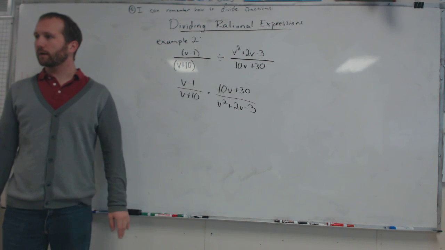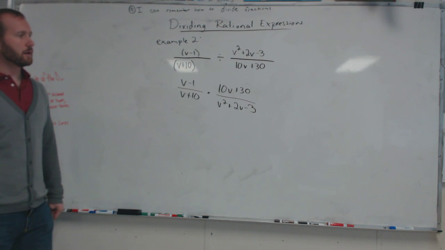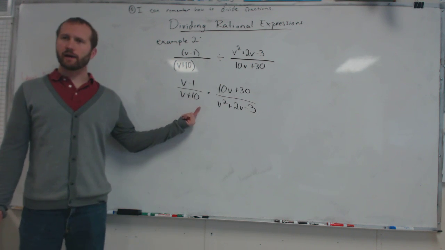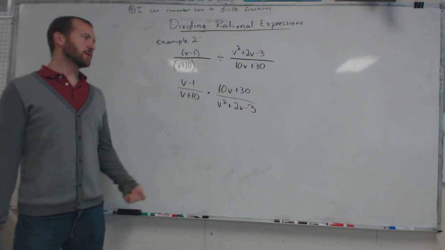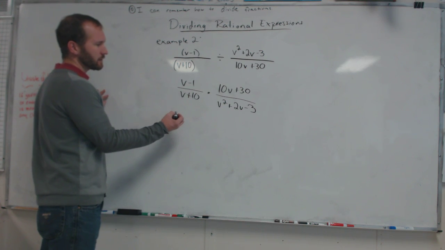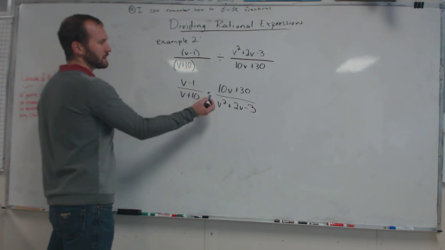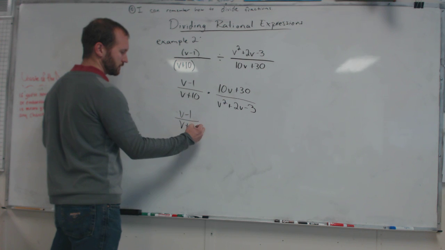Flip and multiply. And then I have a multiplying rational expressions problem, right? So I need to factor whatever I can factor. In this first fraction, there's nothing to factor. But in the second one, so let's leave that as it is.